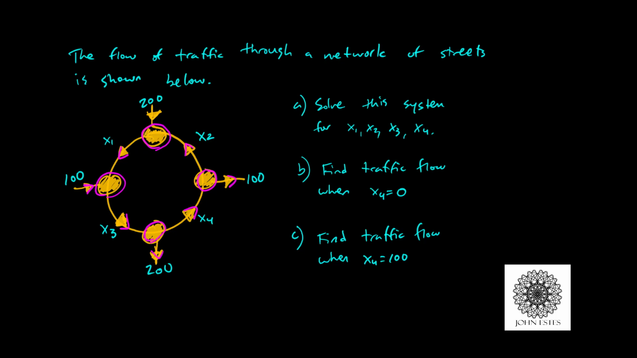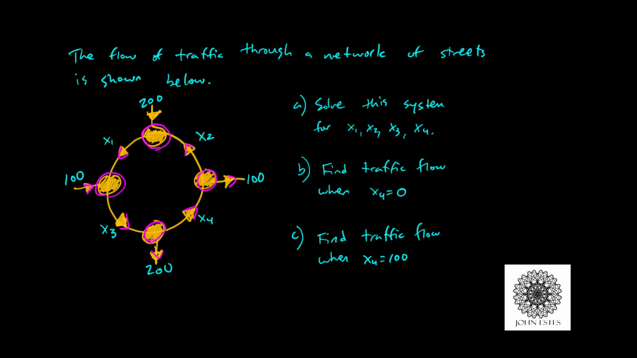The traffic around the circle itself is kind of hard to monitor, the x1, x2, x3, x4. So we're trying to figure that out. How much traffic, what kind of flow do we have around this thing? Okay, so first of all, our first question says solve the system for x1, x2, x3, x4. And you might be saying, wait a minute, what do you mean a system? I don't see a system here.